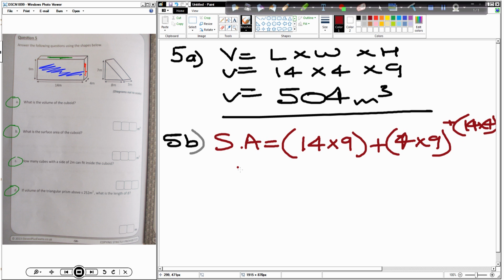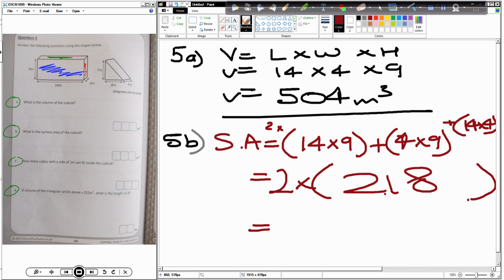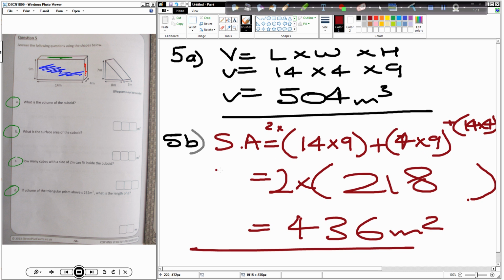Okay, we've got to work out the area of all these first. And then you have to multiply all by 2. Okay. So 14 times by 9. So that's 2 times by all of this. So we'll come back after we work that out. If we work out all of these calculations, it gives us 218. We have to double the 218 and that will give us a total of 436 meters squared. That's 5B done.